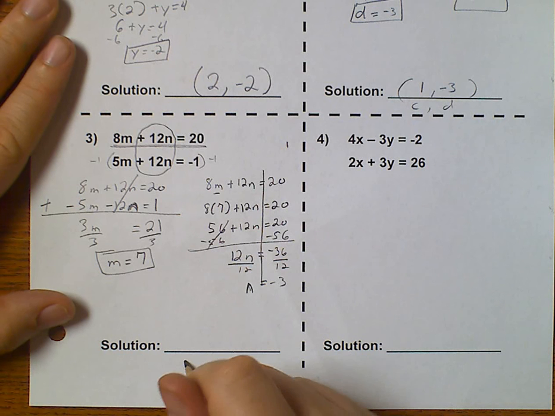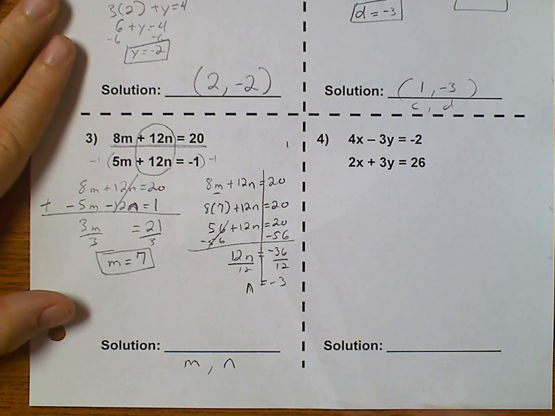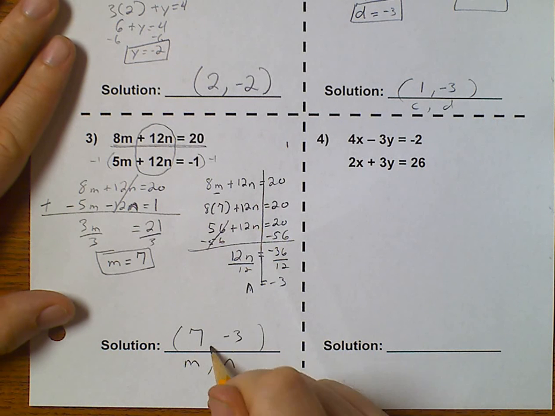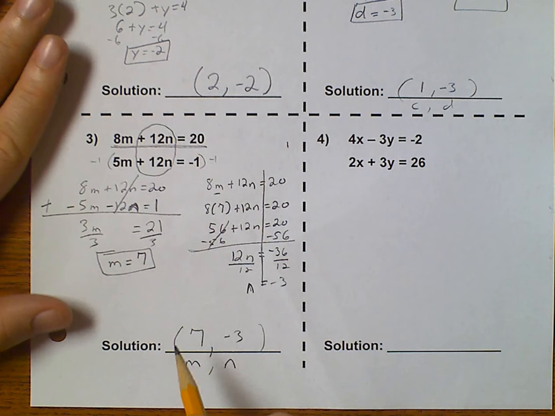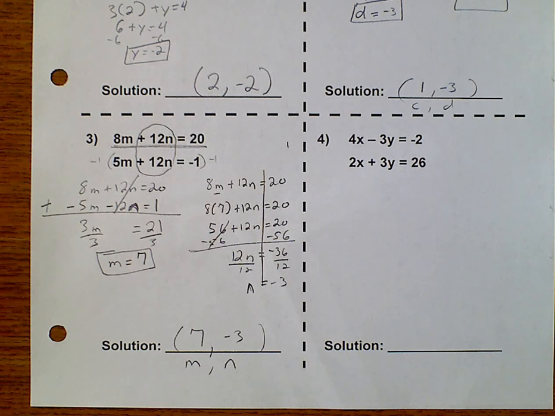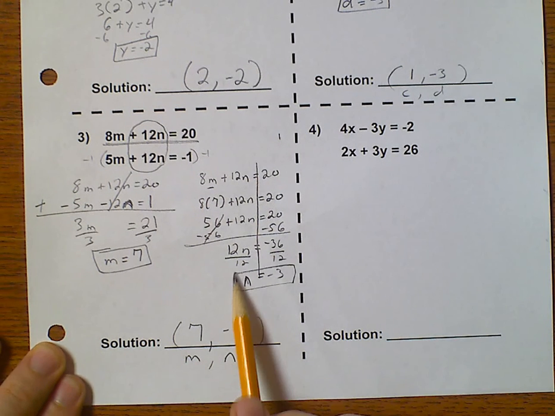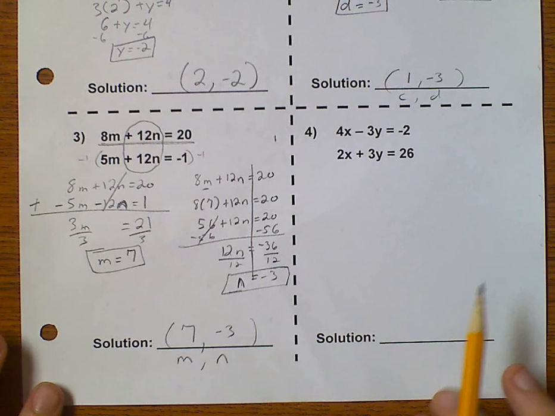All right. Alphabetical order, L, M, N, O, P. So this would be 7, negative 3. And our last example.